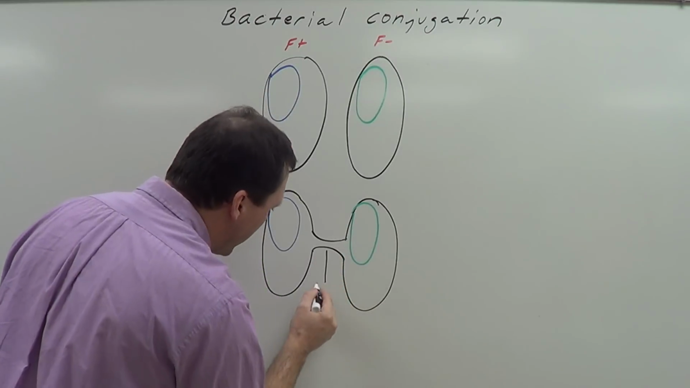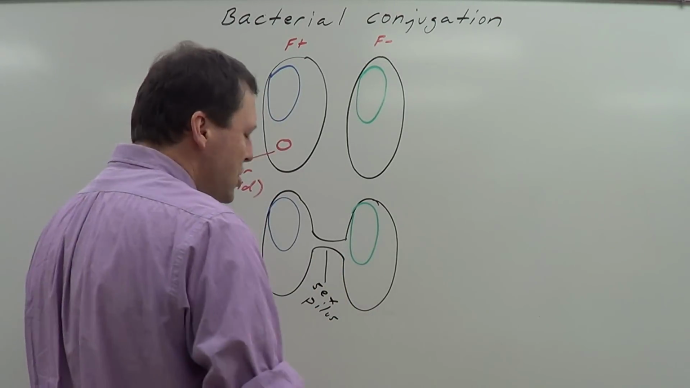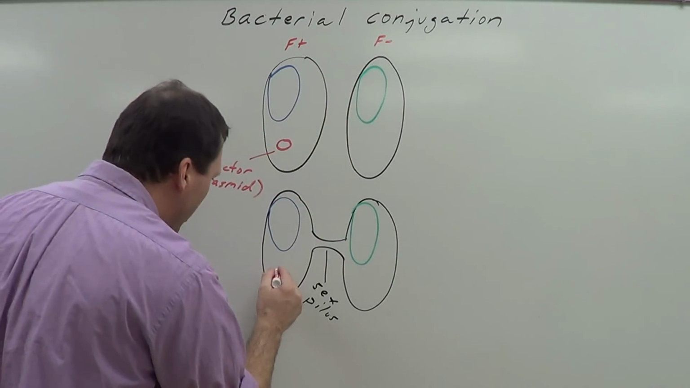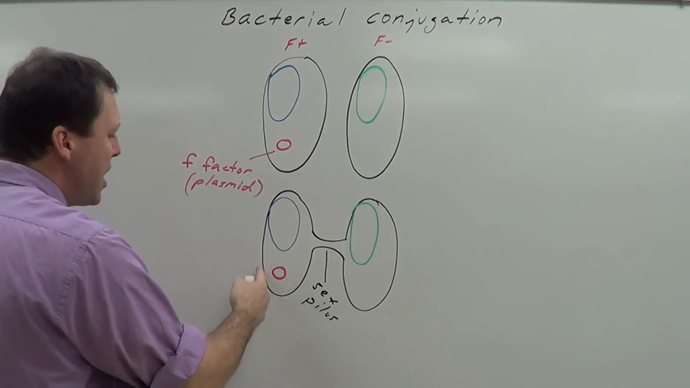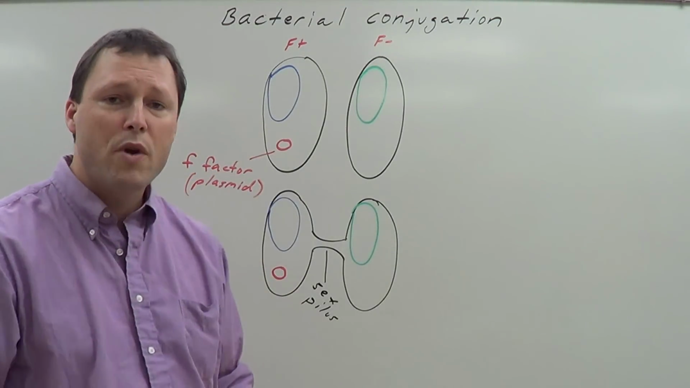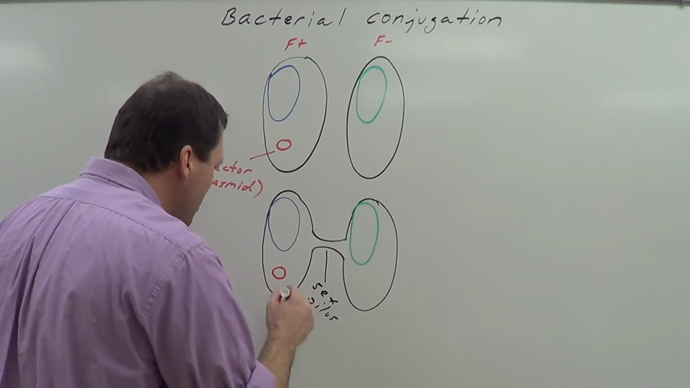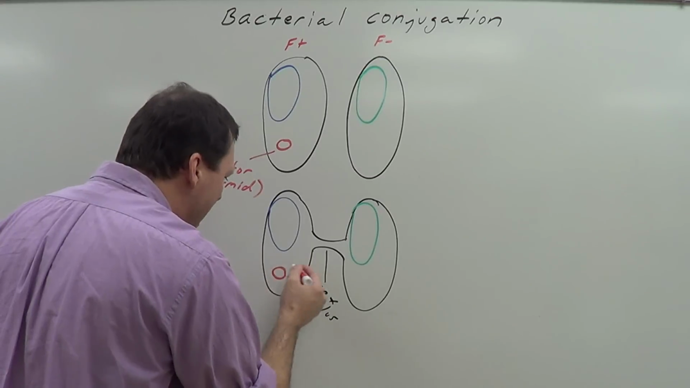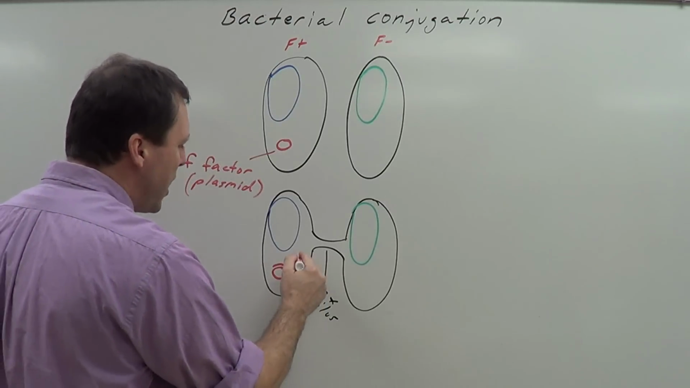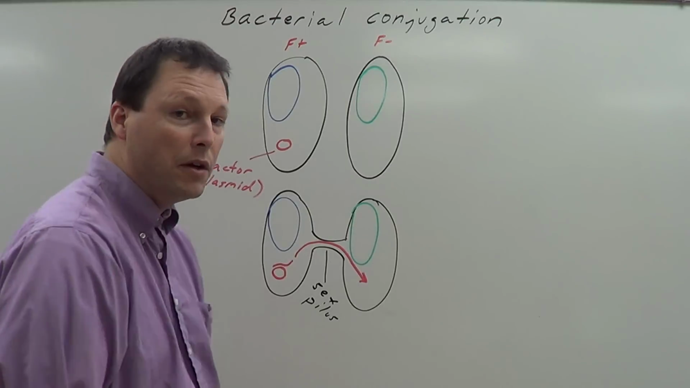So I'm going to go ahead and label that. That is a sex pilus. And it's essentially going to be a hollow tube. And let's go ahead and put our F factor in here. And again, this F factor is double-stranded DNA. I drew a single line, but it's double-stranded DNA. And what's going to happen here is one of these strands is going to become unbound. It's going to become disconnected. And we're going to transfer that strand through the sex pilus to the other bacteria.